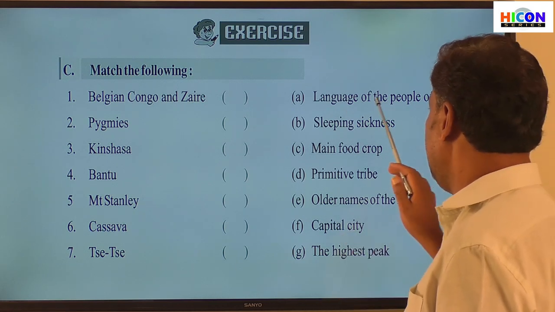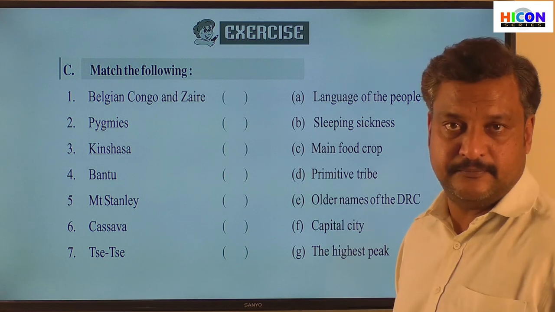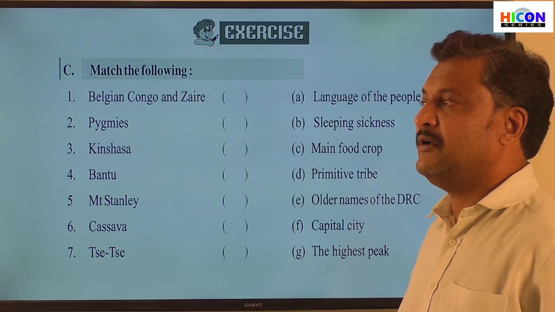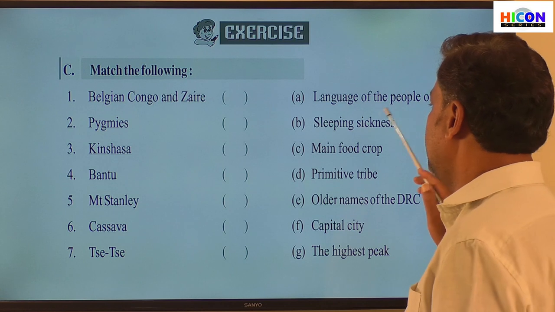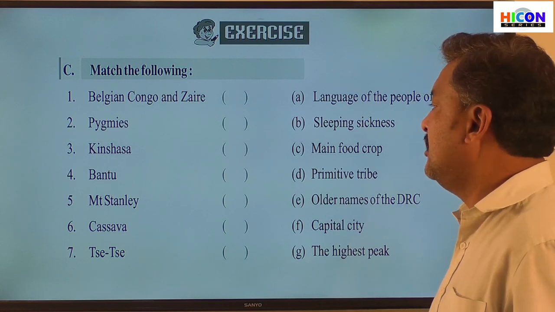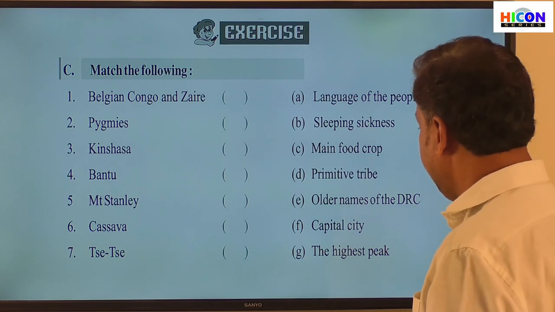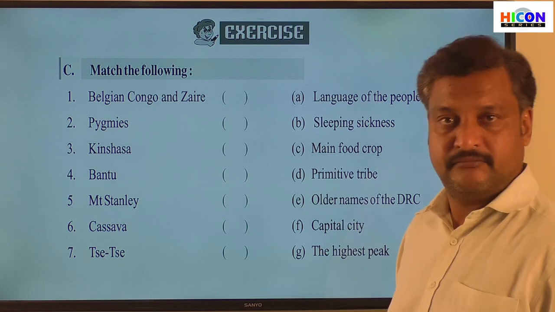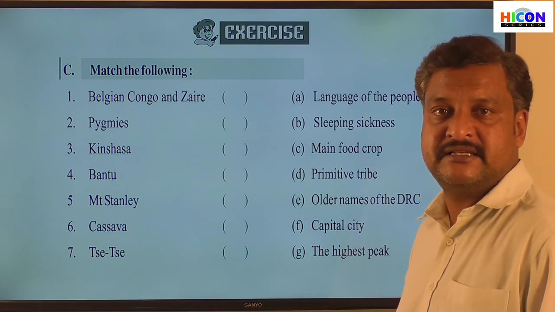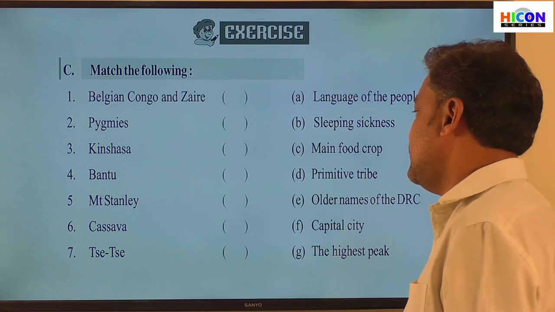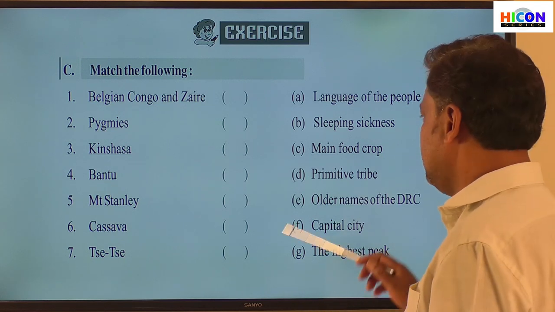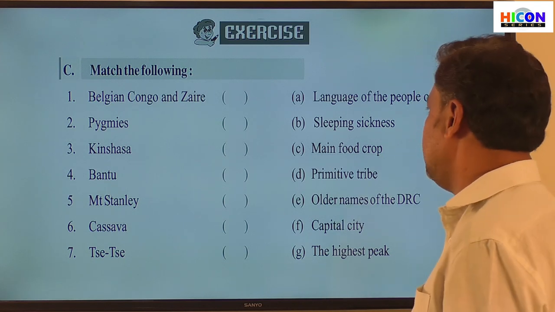Bantu is a language of the people of DRC. The main language spoken by the people of DRC is Bantu. So four is A. Mount Stanley is the highest peak over there. Mount Stanley is the highest peak in DRC. Cassava is a main food. We have just seen that, cassava.